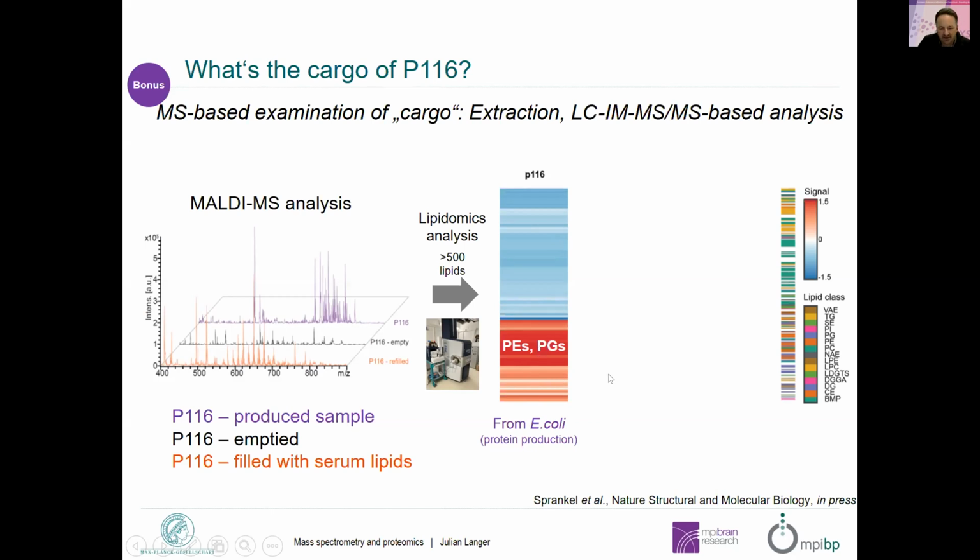production. So we then looked at, can we get rid of these protein production artifacts using our emptying protocol, so our detergent incubation? And the answer is yes. So most of the lipids are gone.